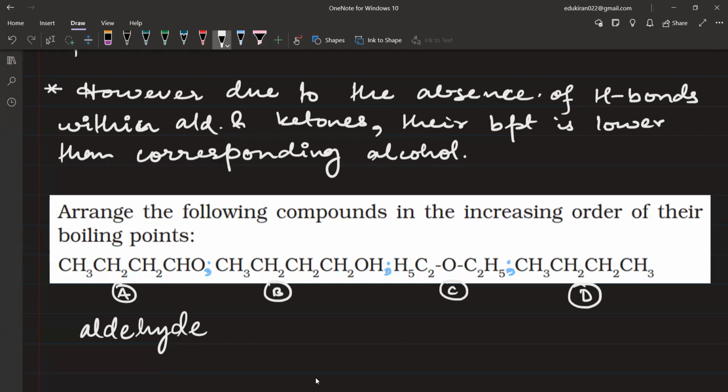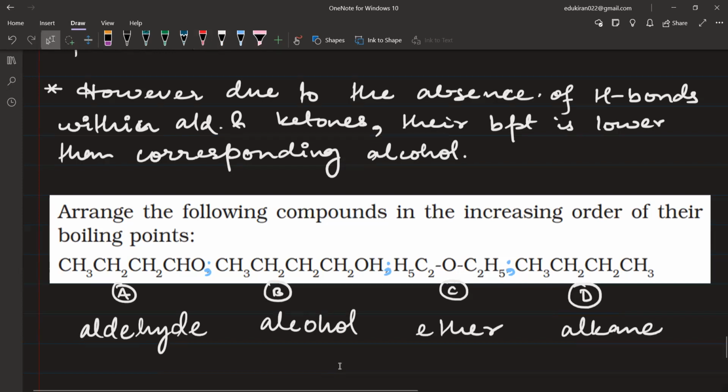Second one is alcohol. Very good, Fatima. Third one is ether. Fourth one is alkane, nothing else, it is just an alkane, right? CH2, it is an alkane.